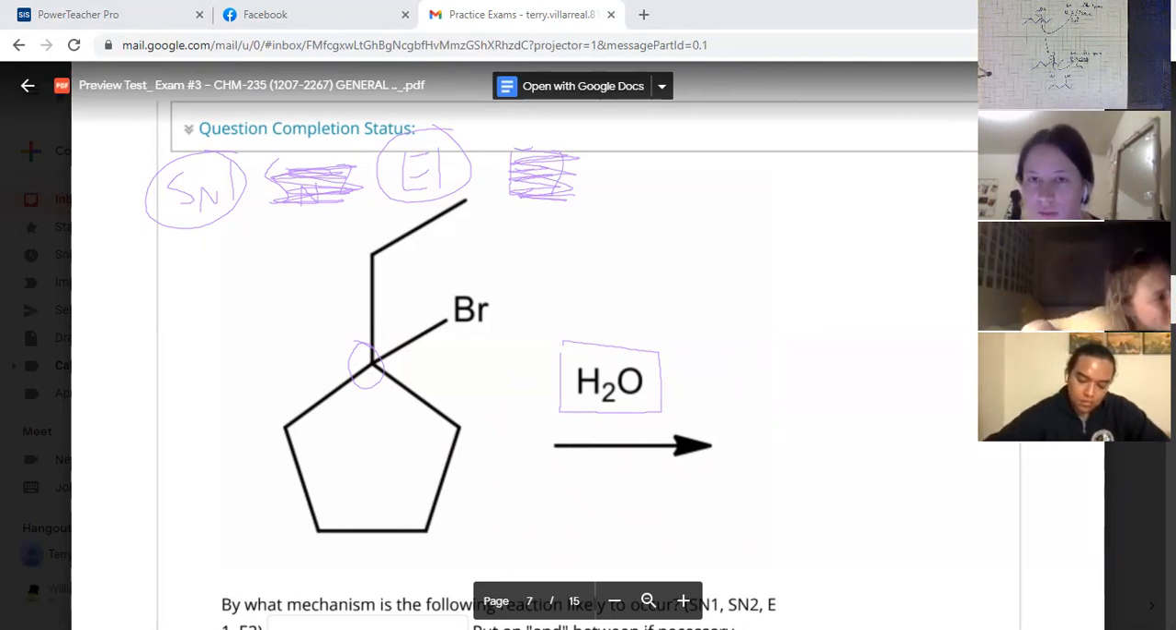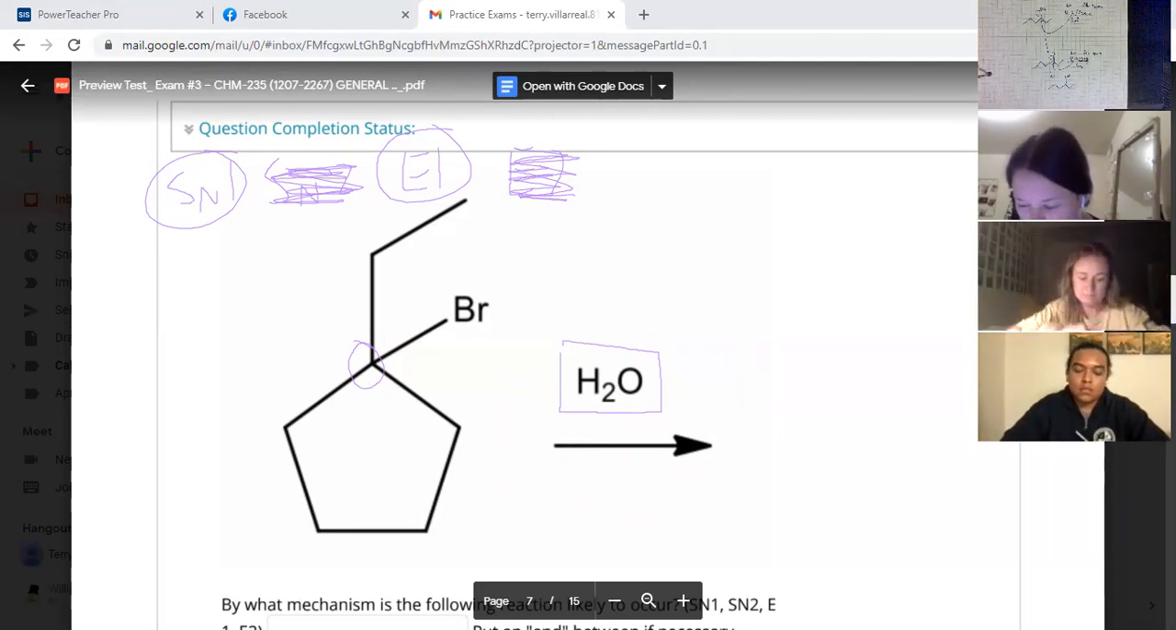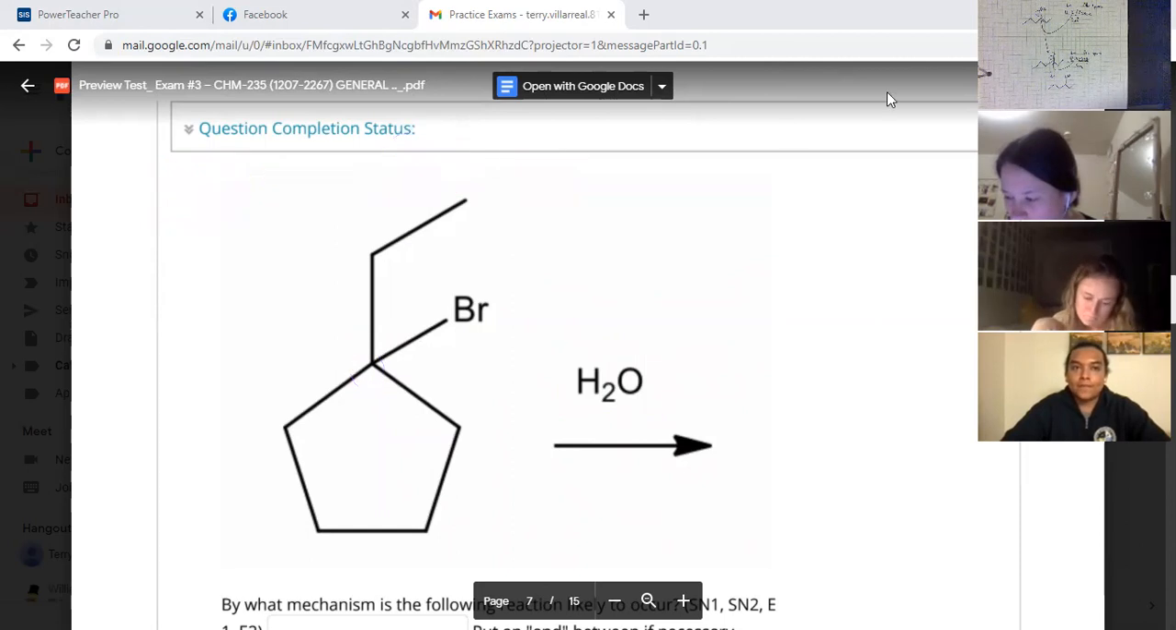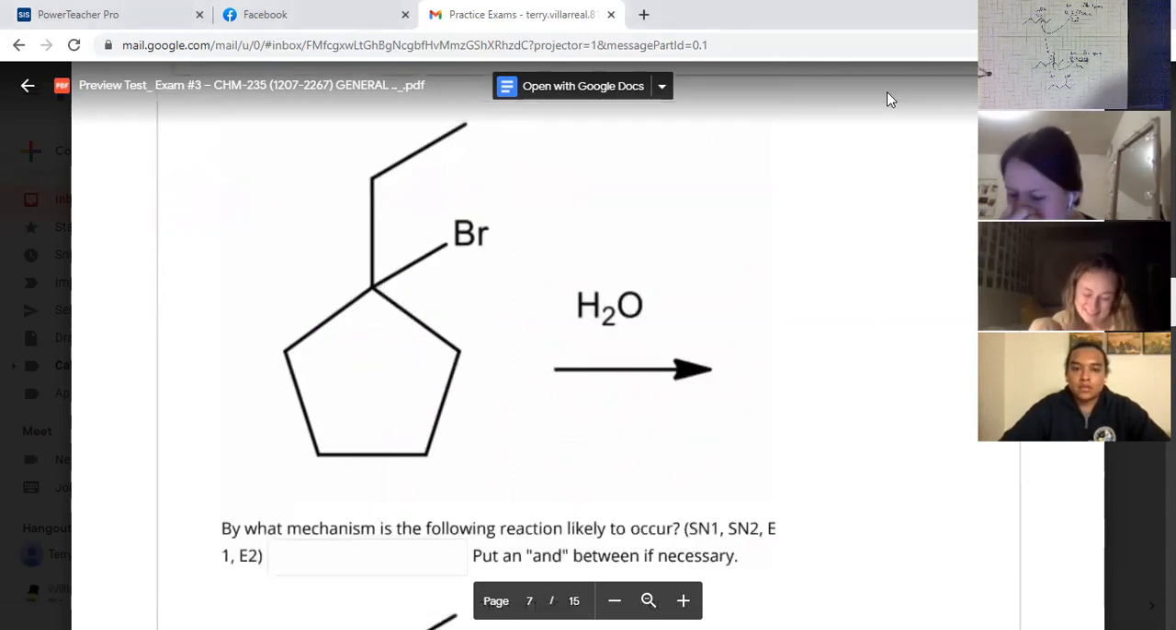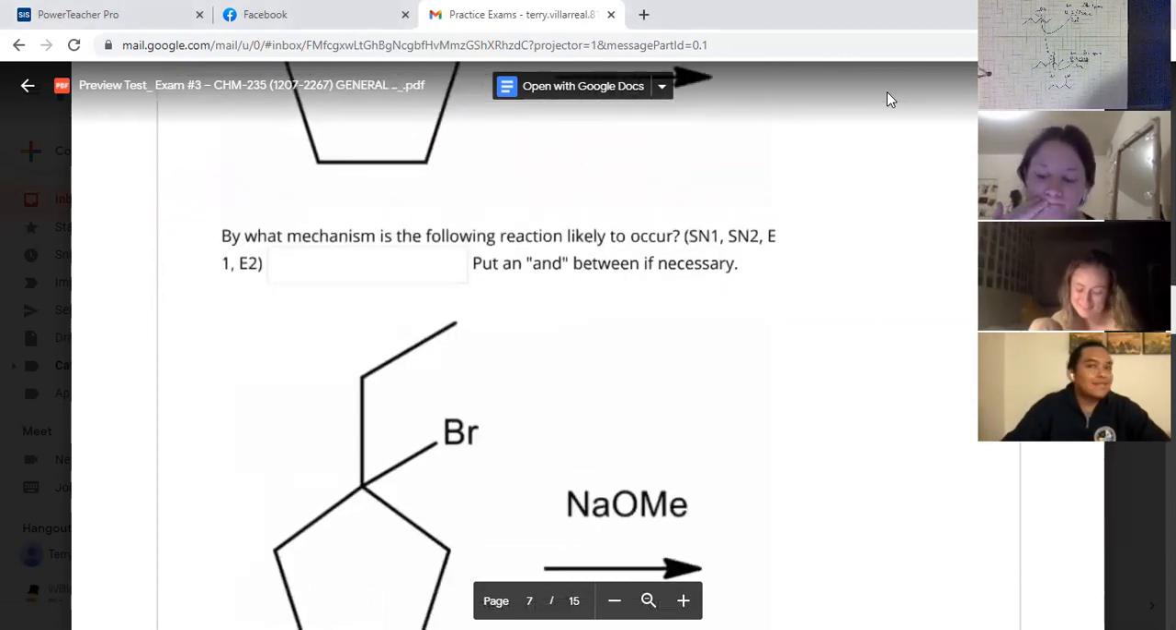Wait, did you say that water was a weak base and weak nucleophile? Because is it neutral or is it charged? Neutral. So it is both a weak nucleophile and a weak base. Okay. Oh, I was like, isn't that the same problem, but it's a different one.